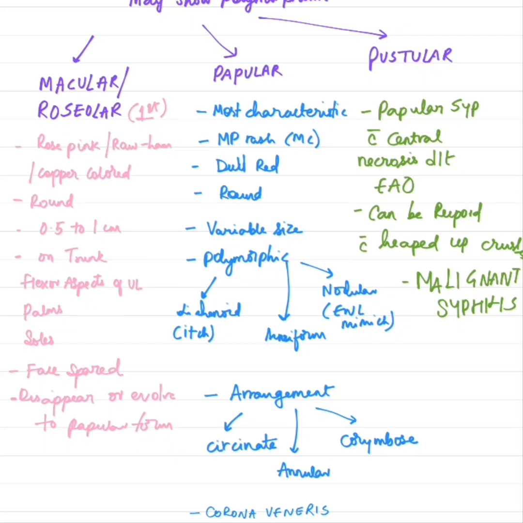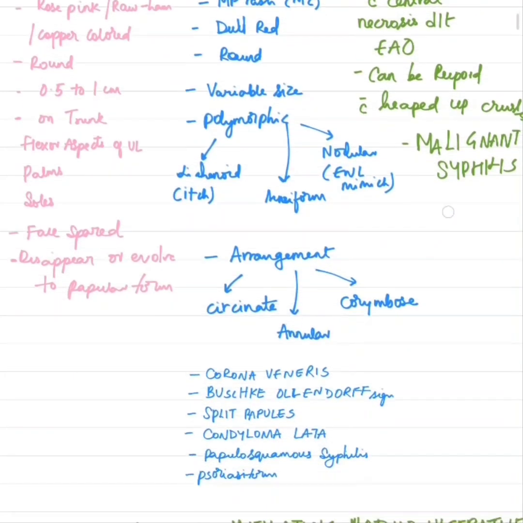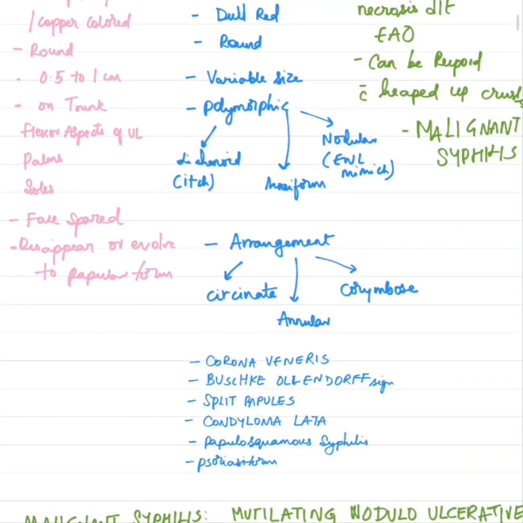So lichenoid syphilid occurs in clusters and or follicular eruptions. They are seen on the trunk and extremities and they usually itch. Then your nodular lesions often mimic erythema nodosum leprosum. Coming to the arrangement of the papillar rash, it can be either circinate, annular or corymbose.